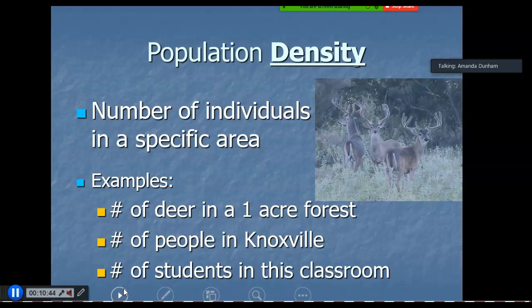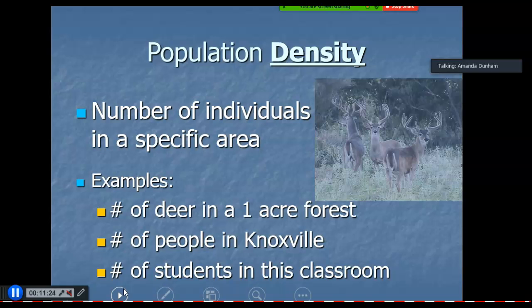Population density is the number of individuals in a specific area. So the number of deer in 1 acre, the number of people in Knoxville, the number of students in this classroom. The density of this classroom could be very different from the density in, let's say, the media room. Our density would increase if we moved from the makerspace to the media room. It would be a much denser population in there. Does that make sense?